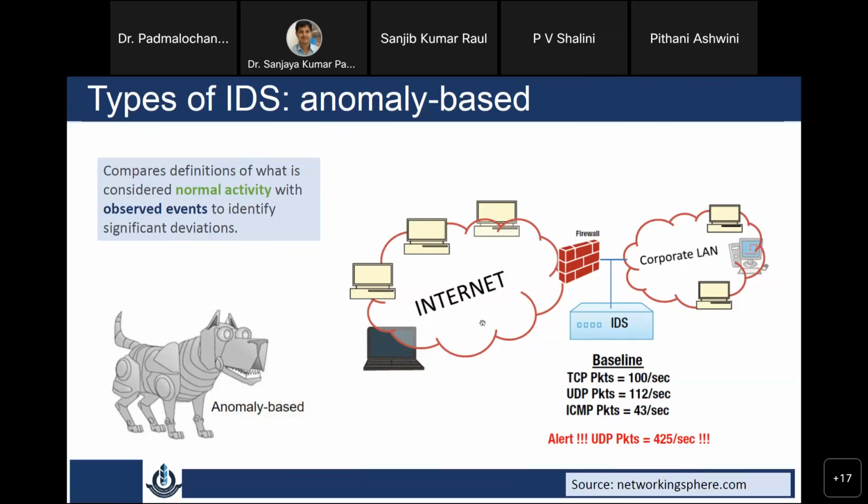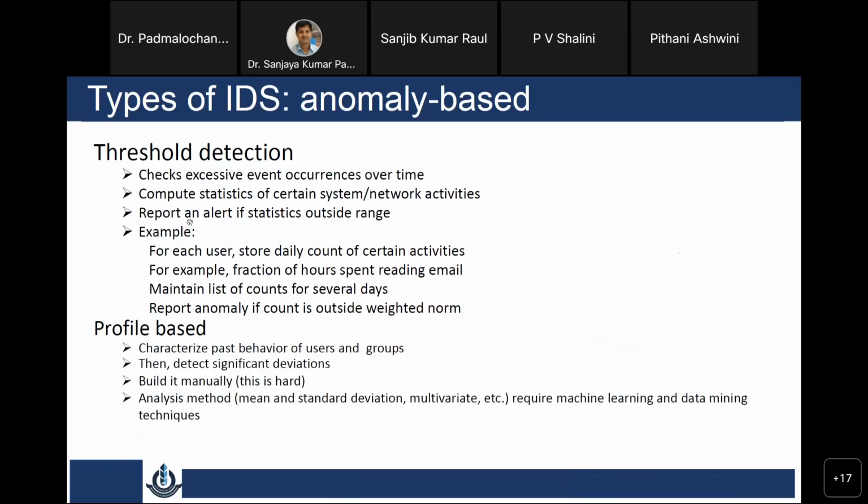Okay, so this is anomaly based, and obviously there are two ways this can be implemented. One is threshold detection. You can define certain thresholds. A threshold is not a fixed value, it can be a range of values or range of parameters. So if anything violates those thresholds, then it will be considered an intrusion. And profile based characterizes the past behavior of users and groups, then detects deviations from that. So these are the two ways an anomaly based intrusion detection system can be implemented.